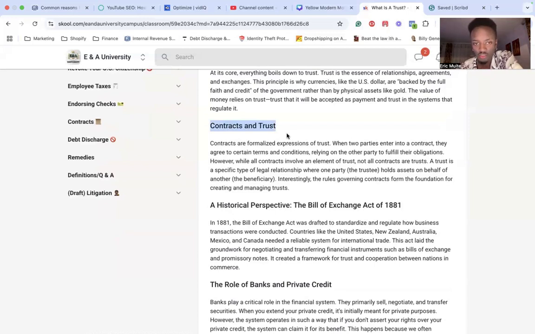We move on to contracts and trust. So trusts are another form of a contract, or a contract is another form of a trust. Whenever you go into a contract with someone, it's just like you paying someone money with a promissory note. All of it is an exchange based on trust, right? One is different from the other, but they all serve the same purpose. They're all a trust. So when two parties enter a contract, they agree to certain terms or conditions, relying on the other party to fulfill the obligation, right?